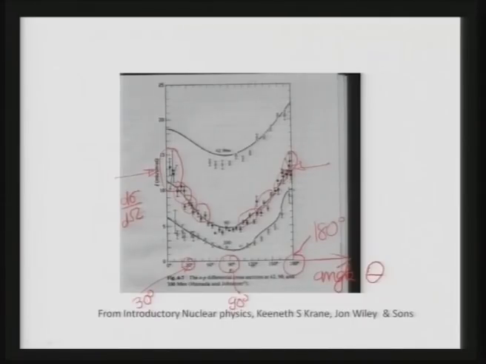Similar is the character for other energies, 300 MeV also you can see, 42 MeV also you can see the same thing. You do not have much data on the lower theta side, but whatever data is available is of that type. Okay, now let us see what does this mean.